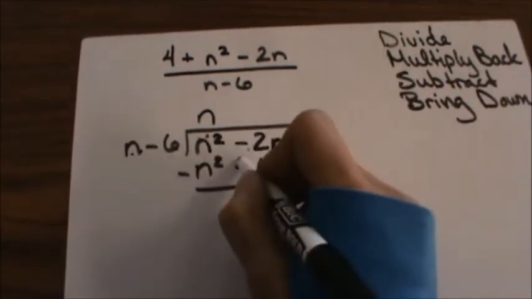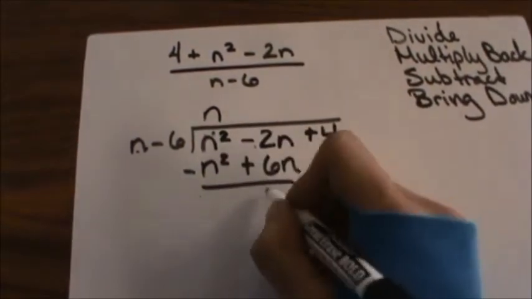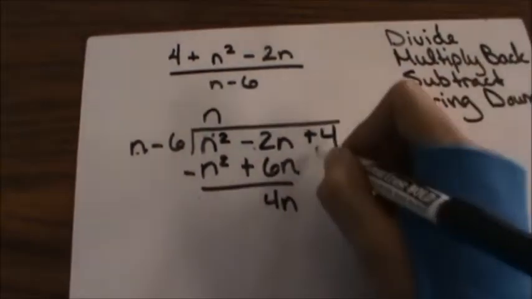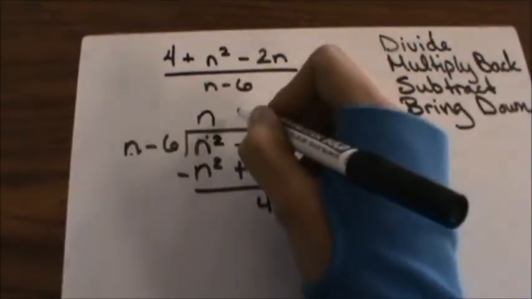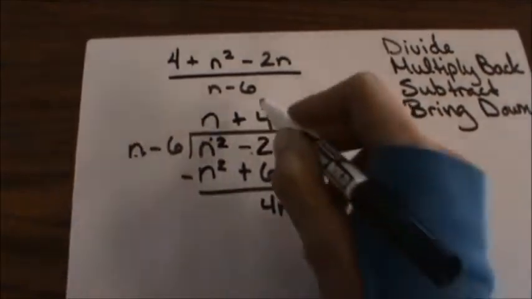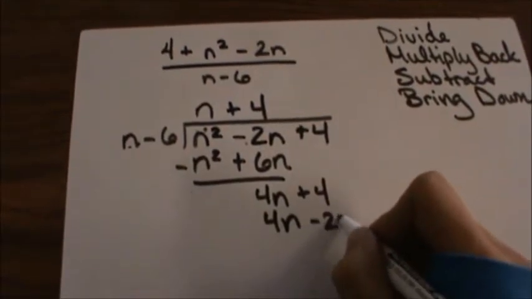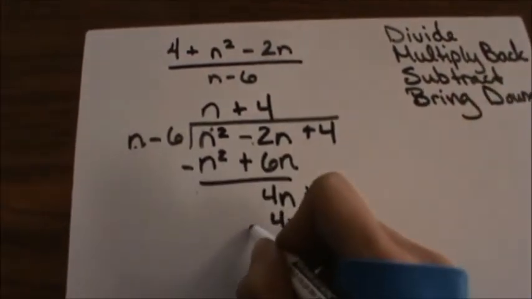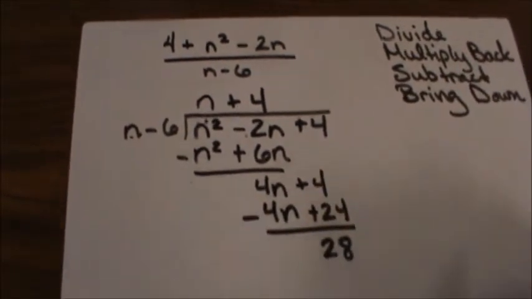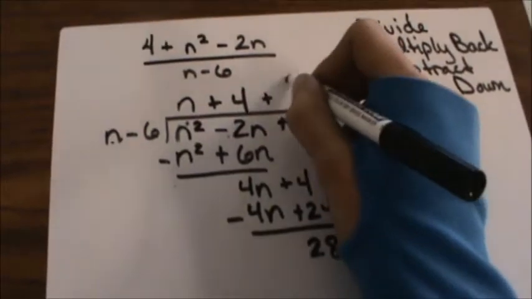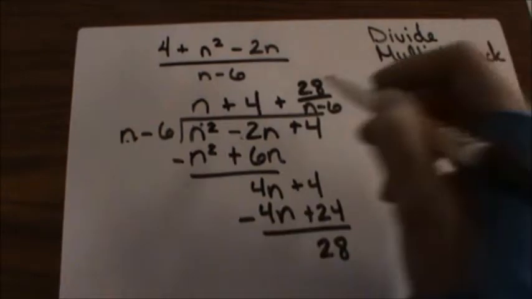Subtract. I'm going to subtract by distributing a negative. 0, 4n. Bring down the 4. Divide. N into n. 4 times. 4 times n is 4n. 4 times negative 6 is negative 24. Subtract. 0, 28. Take the 28, put it with the n minus 6. Here's my final answer.